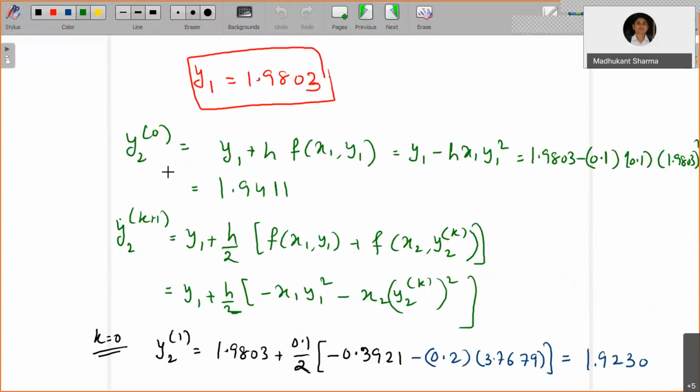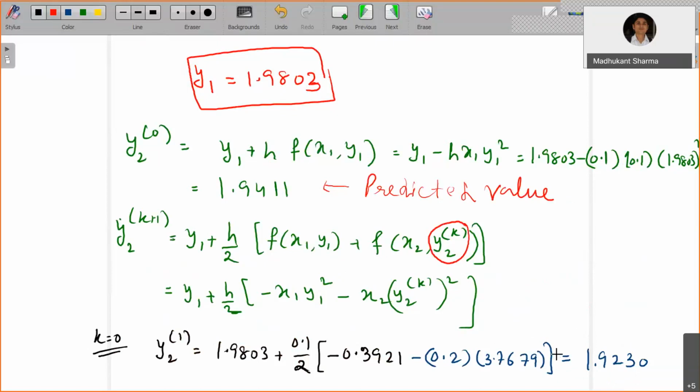Now y1 is fixed. Then you go for y2 at the 0th approximation by using Euler's method. Carefully substitute all the values. So this is the predictor, the predicted value. Then we are going to correct it by using the Euler's modified method. Here you replace the new approximations. For k equals 0, substitute the value y2 at 0, and then you obtain 1.9230. See how close it is. 1.9231 was the exact value.